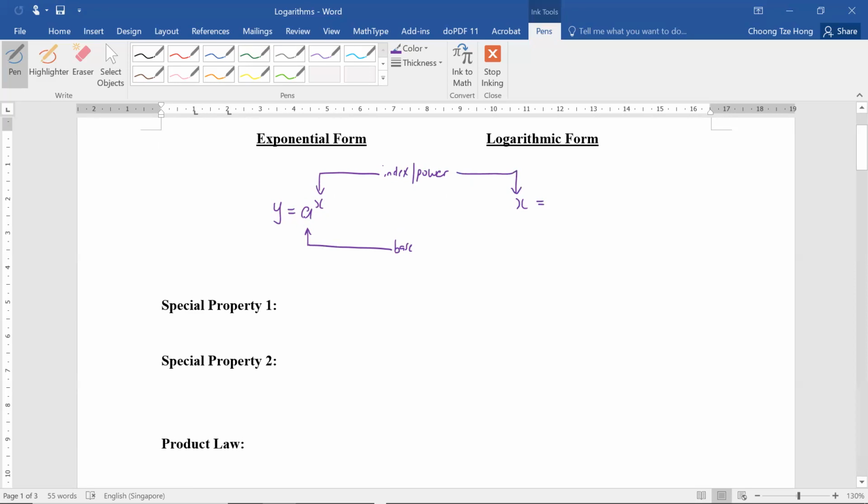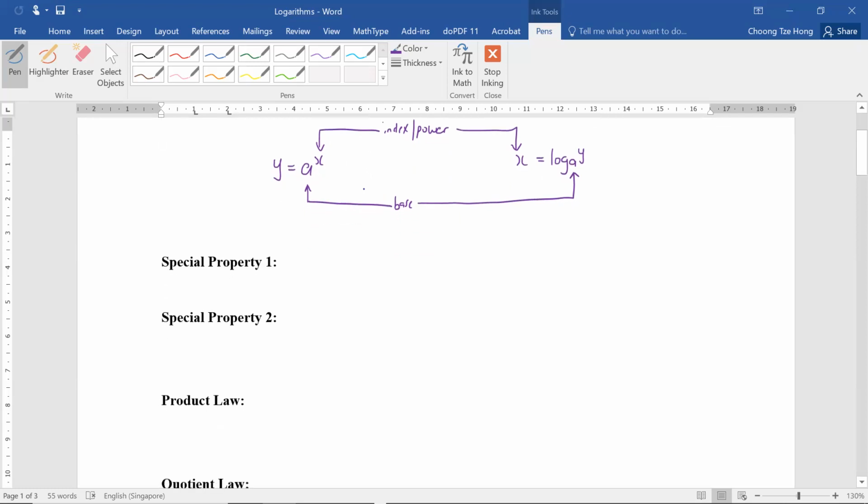And then the base will still remain as the base, but now it's not the base of an exponential function, but the base of the logarithmic function. So you have log base a, and then the y goes over here. So you need to be able to convert between exponential form and logarithmic form, or conversely the other way around, logarithmic form to exponential form. This is one thing that you will need to know.